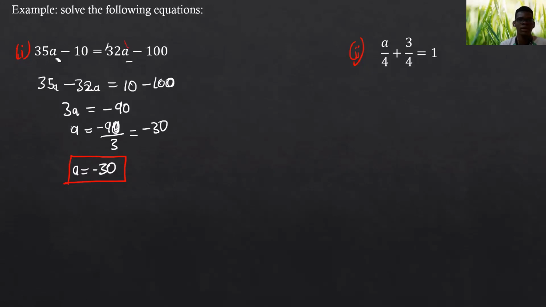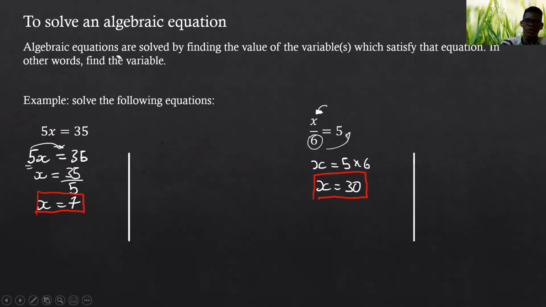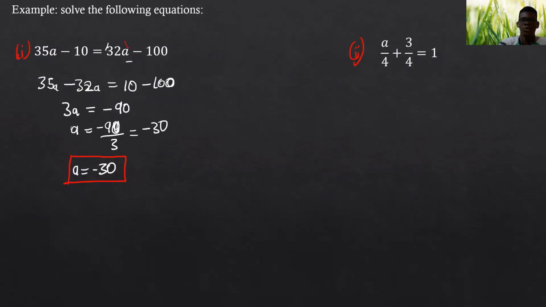So keep in mind that with the examples before, it was straightforward to make the variable the subject of the formula, but you might have to juggle stuff around, meaning group like terms, and then solve and then transpose. Keep those in mind.